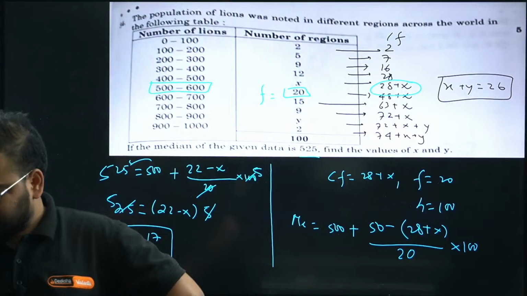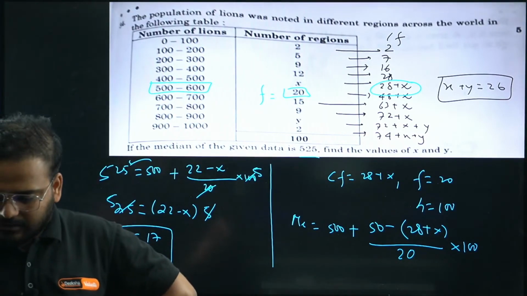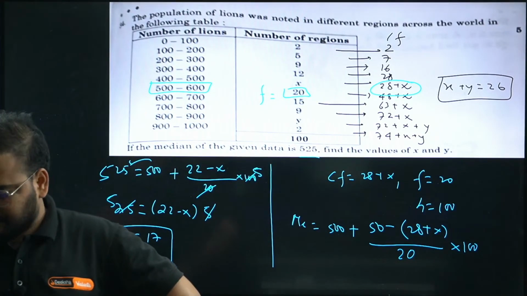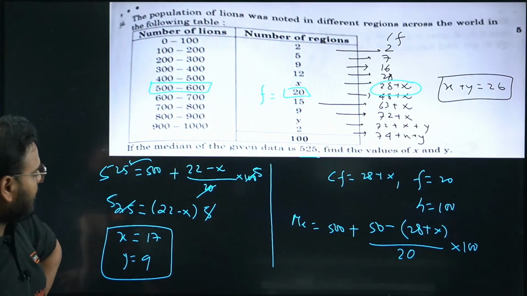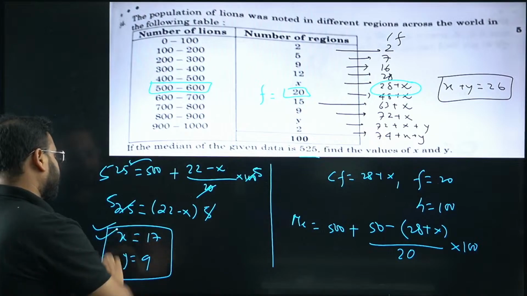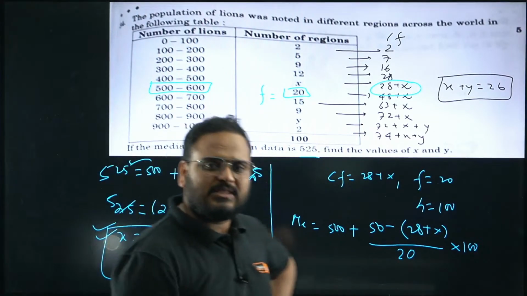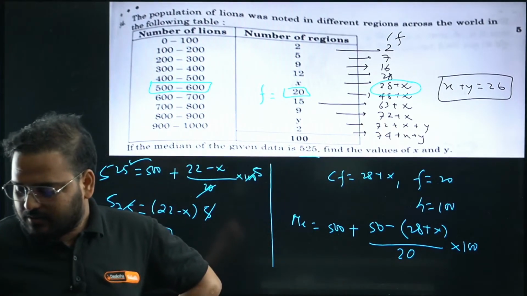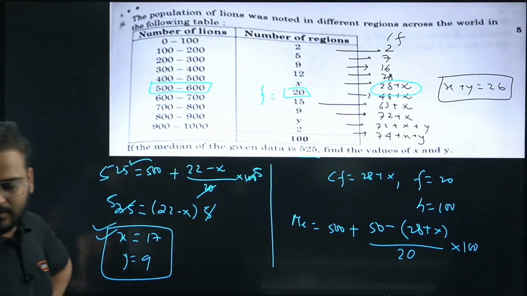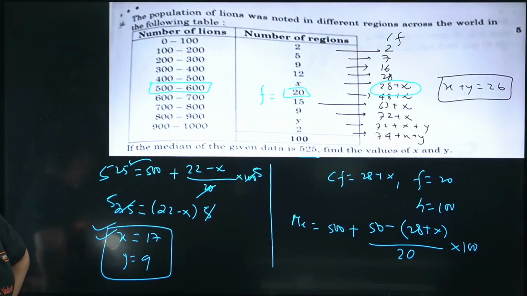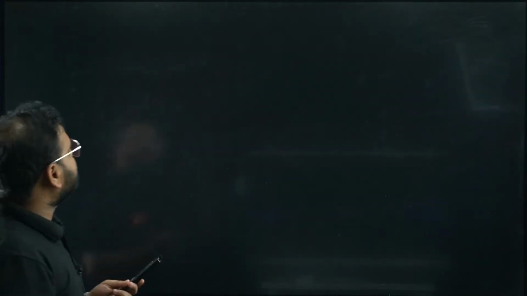Please check, y is 9. Okay, this is the answer. The value of x and y is coming out to be 17 and 9. Done. Simple question of the median. Moving on now. So this is it, the 35th question is solved now.